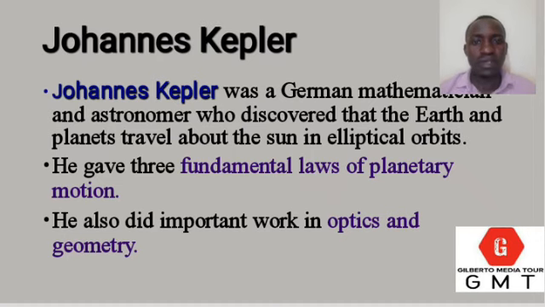Johannes Kepler was a German mathematician and astronomer who discovered that the Earth and planets travel about the Sun in elliptical orbits. He gave 3 fundamental laws of planetary motion. He also did important work in optics and geometry. There are 2 key points Kepler discussed. Firstly, the planetary motion of orbits, how planets revolve around the Sun. Also, he discussed optics and geometry.